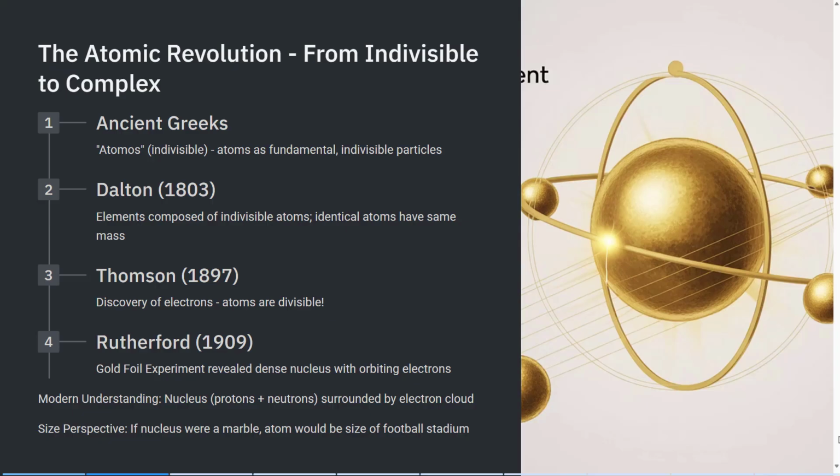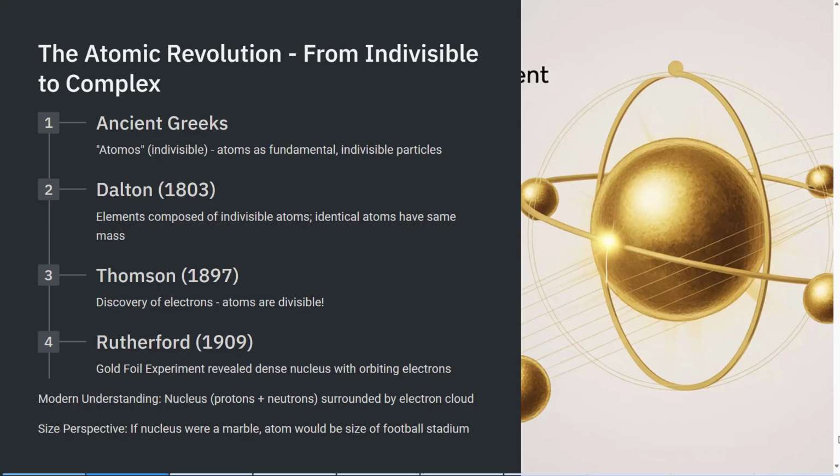In 1897, J. J. Thomson discovered the electron, proving atoms weren't indivisible after all. Then in 1909, Ernest Rutherford conducted his famous gold foil experiment and discovered something shocking. Atoms are mostly empty space with a dense center called the nucleus.